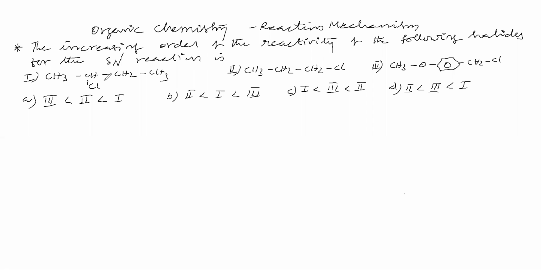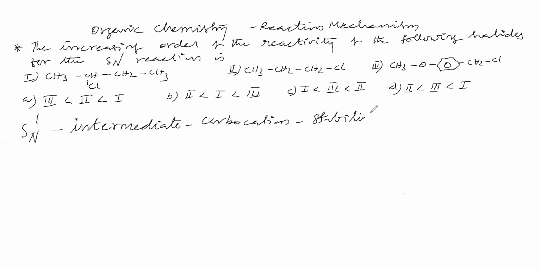It is based on the SN1 reaction. SN1 stands for unimolecular nucleophilic substitution. In this SN1 reaction, what is the intermediate? The intermediate is a carbocation. So, based on the stability of the carbocation, the rate of reaction will be determined.